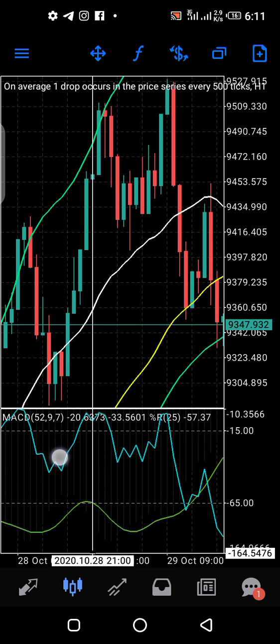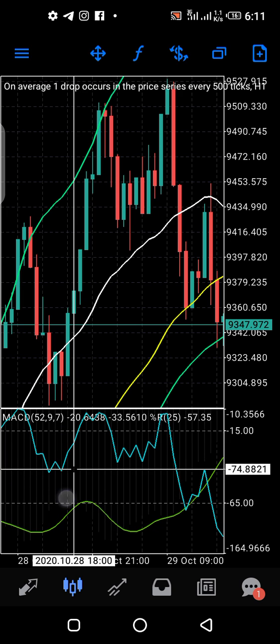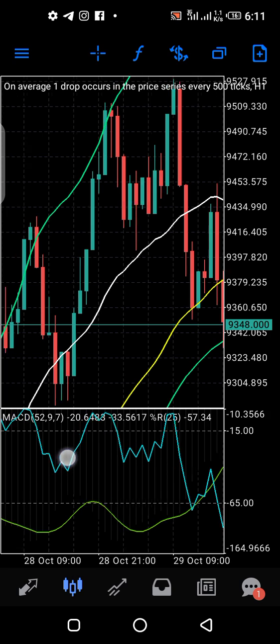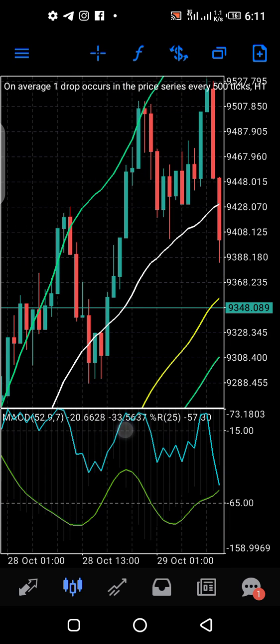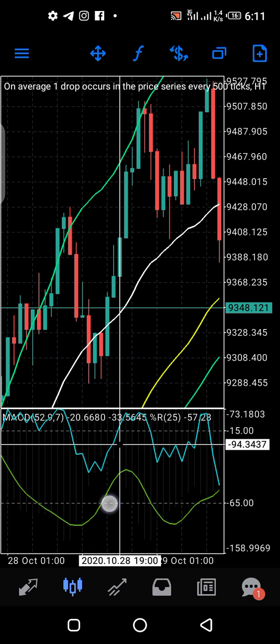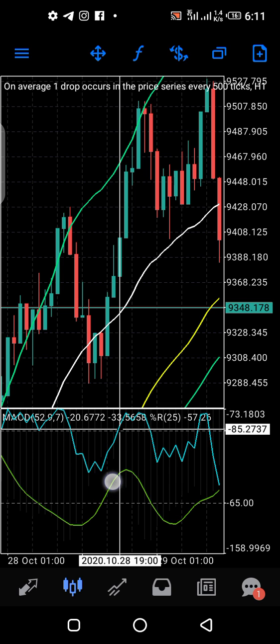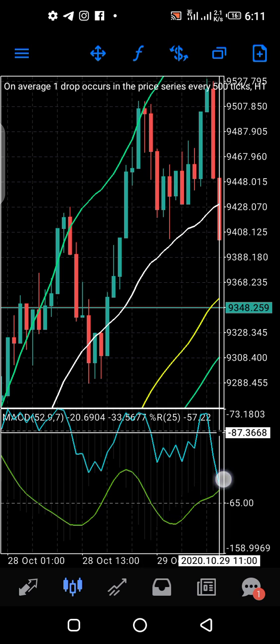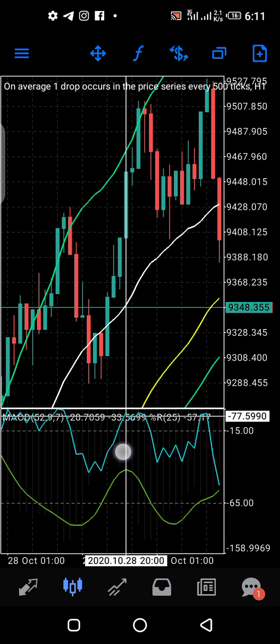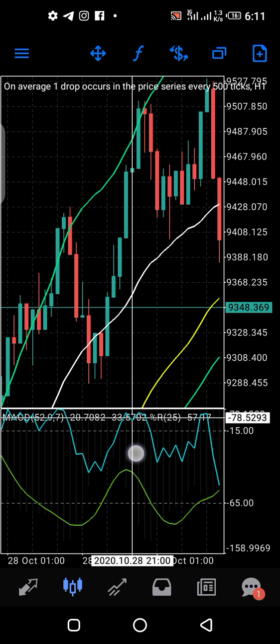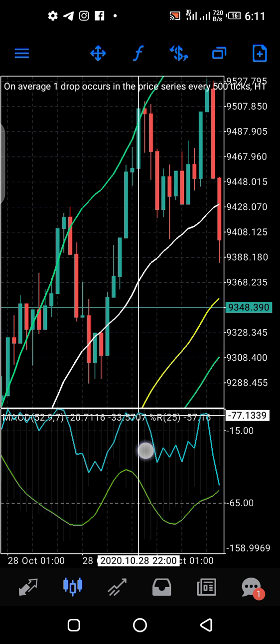So like I said, once you see this line coming, let me just use this arrow here, once you see this line and it crosses this dotted 15 line here, just know that at this point it wants to start falling down. It's a confirmation for you.